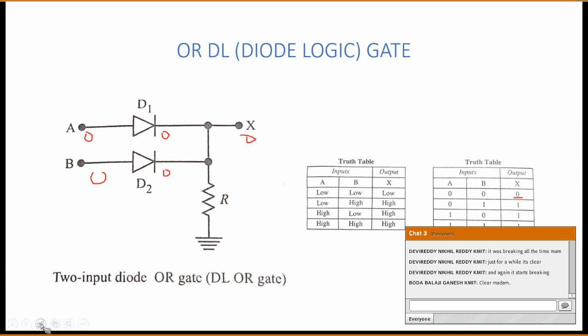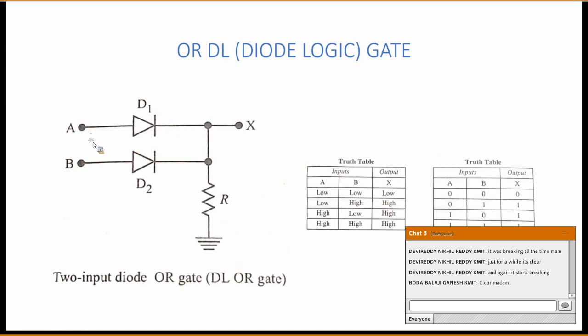And suppose we give 0 and 1, what happens? A is 0 and B is 1, which means for B we are giving 5 volts. So the anode is at plus 5 volts and the cathode is at ground, that is 0 volts. Diode D2 is forward biased and conducting, and D1 is reverse biased and not conducting. Since diode D2 is conducting and the same voltage is taken across the output terminal, the output is also equal to 1. See here, 0 and 1, output is equal to 1.